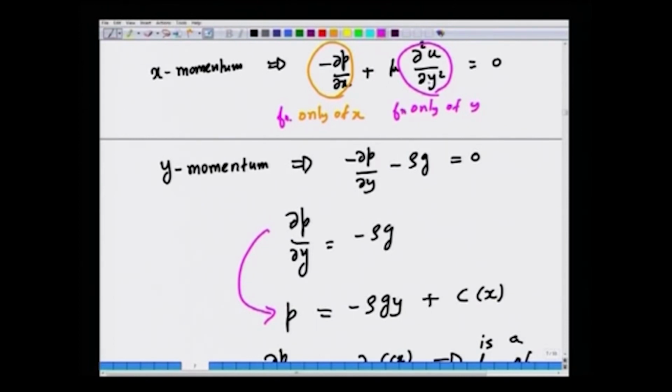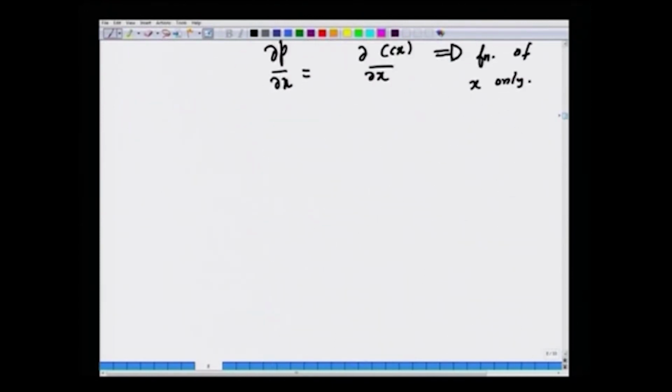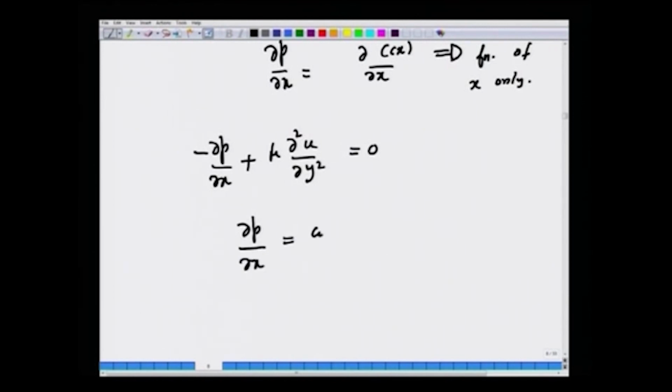So, that means that each has to be equal to a constant, or partial p partial x is a constant. So, let me write down here: minus partial p partial x plus mu partial squared u by partial y squared is 0, but partial p partial x is a constant. Now, what that constant is comes from the physics of the flow. The flow is in the plus x direction, so that means that the pressure at 0 must be greater than the pressure at L.